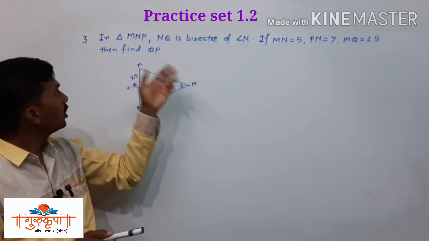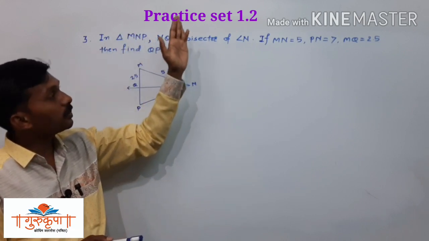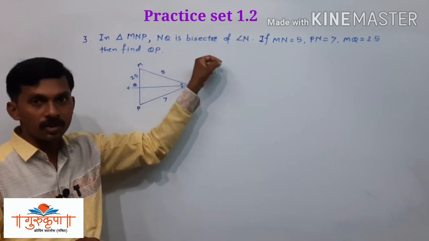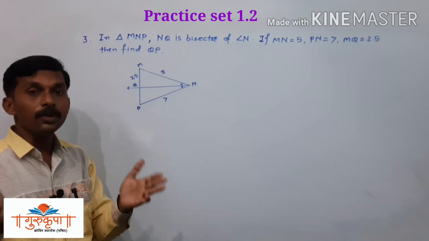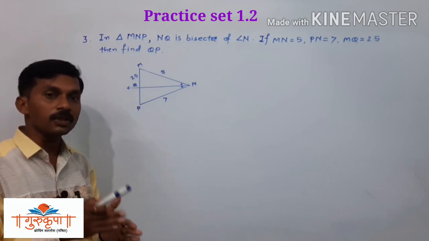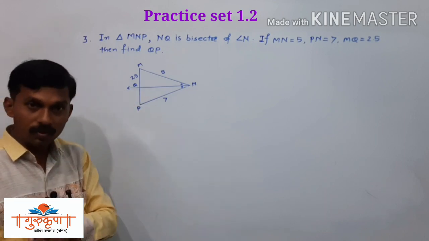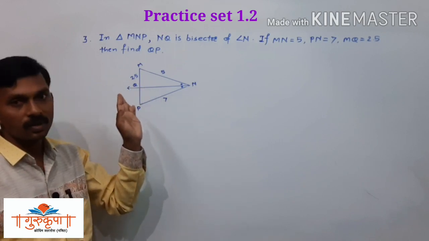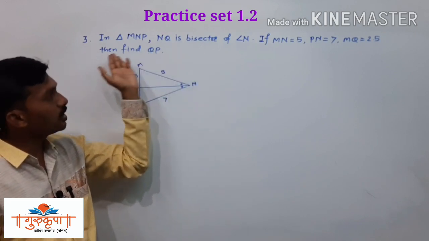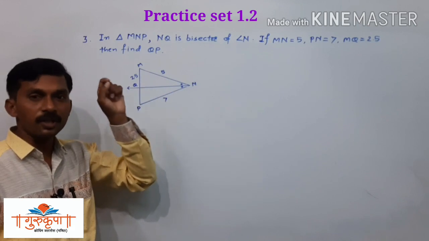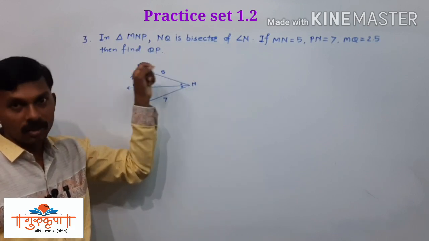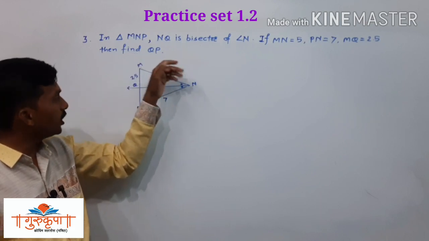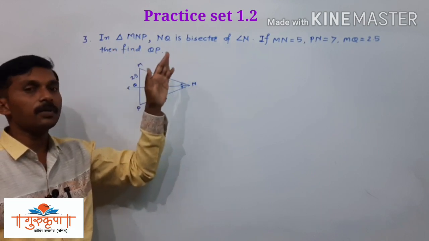Whatever the given information is in the question, from that information you can easily get which property or which theorem, or which converse, we have to use there. So whatever the given information is in the question, that is very important. So read the question carefully, and then decide which concept we have to use there.